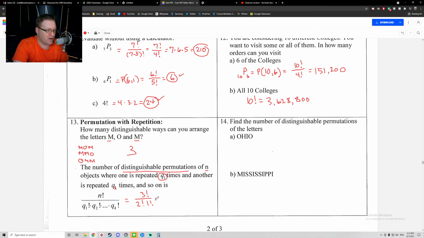So what do we have here? We have 3 factorial divided by 2 factorial. Well, 3 factorial is 3 times 2 times 1, which is 6. 2 factorial is 2 times 1, which is 2. So 6 divided by 2 is 3, which gives us the same answer as we counted before. So this is a fast way of counting, and we'll do a few examples with this now.